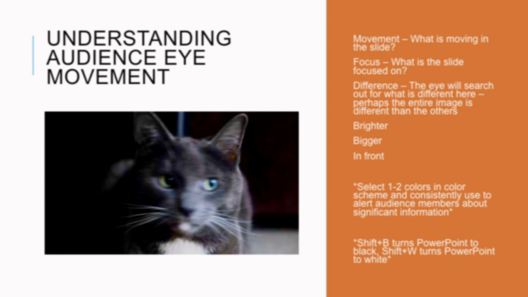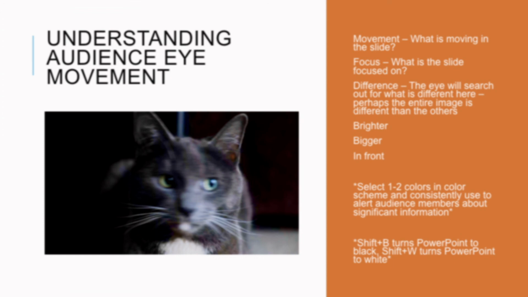What does it look like? Select 1 to 2 colors in color scheme and consistently use them to alert audience members about significant information. Maybe the firm that you represent is purple. Great. In every bar chart, whatever kind of chart, line chart, call out, you can color code it as purple if it refers to your company. This is a great way to really begin to brand your slides and create cohesion.